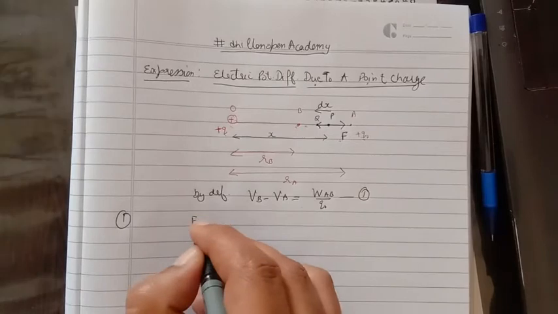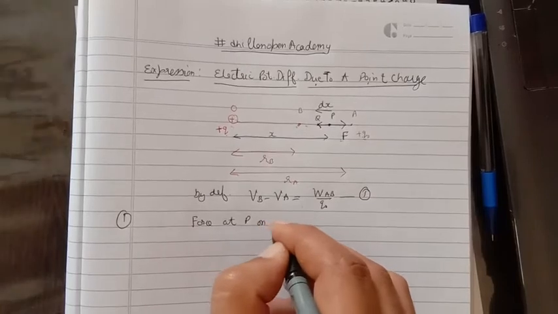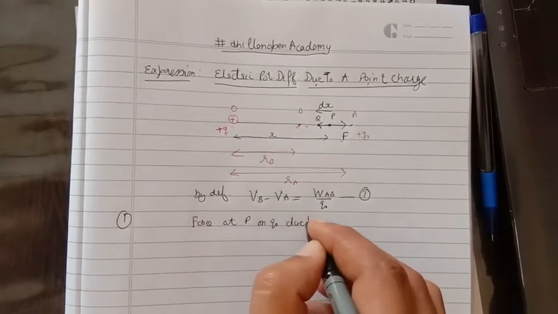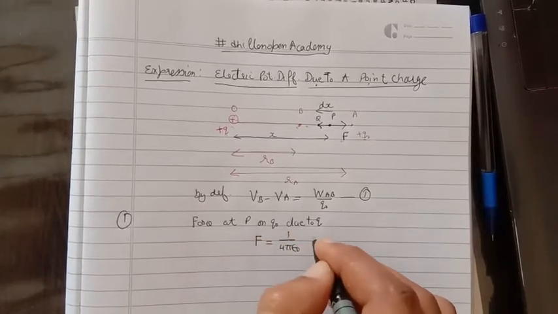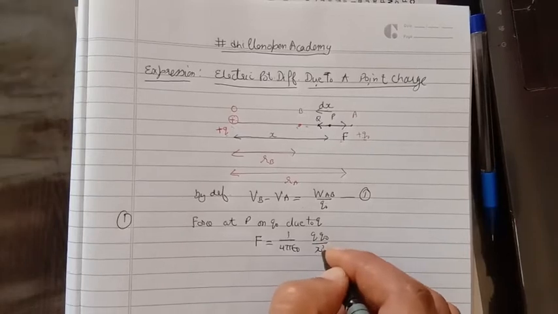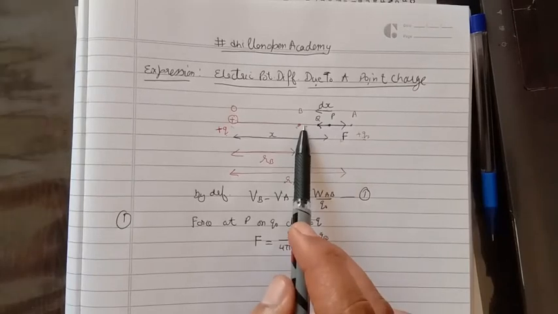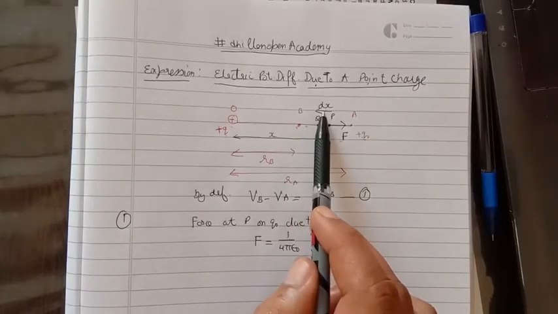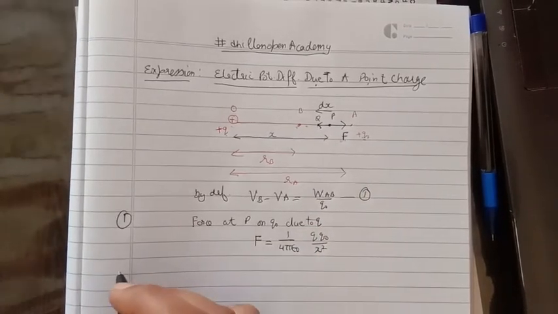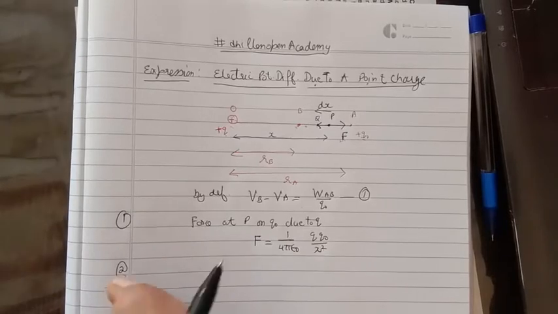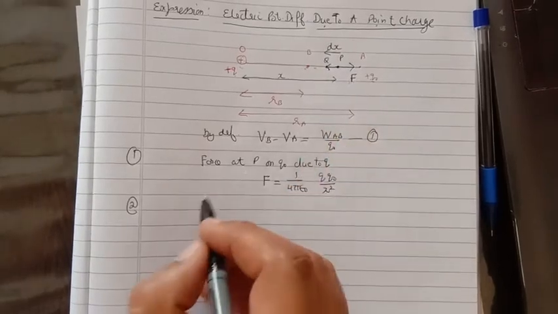Now the force at P on Q naught due to Q, using Coulomb's law, F is equal to 1 over 4 pi epsilon naught, Q Q naught divided by x square. Against this force, Q naught is further pushed towards the point B by a small displacement dx, because force and displacement are in opposite directions. So what will be the small work done? This will be our second step. What is the small work done in displacing Q naught from P to Q?